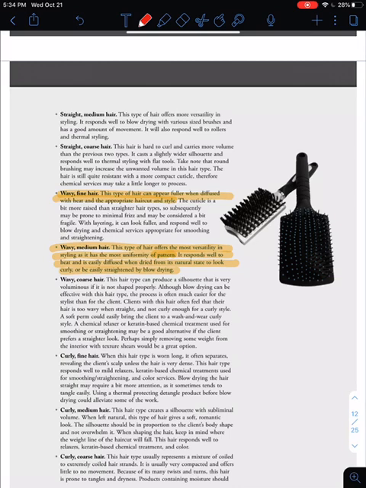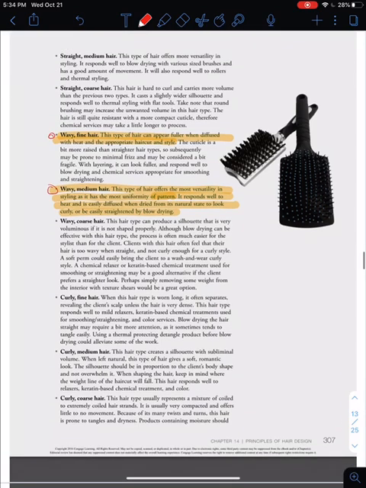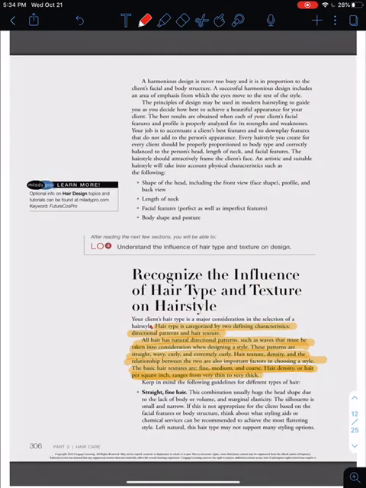Moving on to the next page. It's talking about types of hair, but we're only going to highlight wavy fine hair and wavy medium hair, okay? So wavy fine hair, this type of hair can appear fuller when it's diffused with heat and the appropriate haircut and style. Wavy medium hair, this type of hair offers the most versatility.